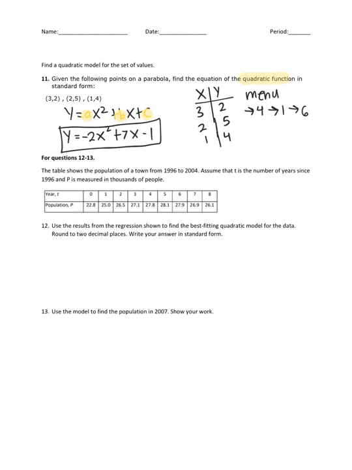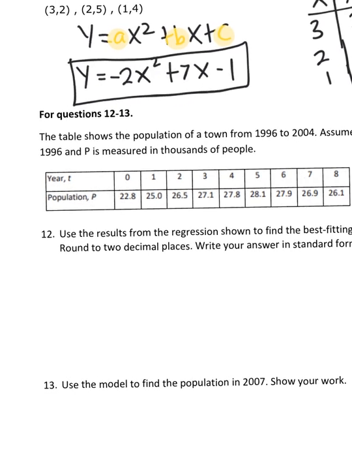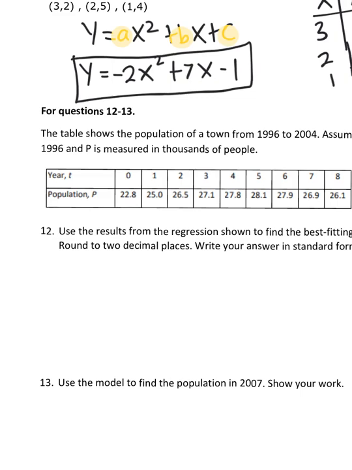Question 12 already gives you your data in a table form. You just have to type it into your calculator. Your calculator is not going to recognize the letter T and the letter P, so you're going to need to enter it as X and Y. The top row is going to be X, and the bottom row is going to be Y. You're going to enter that and run a quadratic regression, so menu 4, 1, 6. And then you're going to do the same exact thing that we did on the other question.